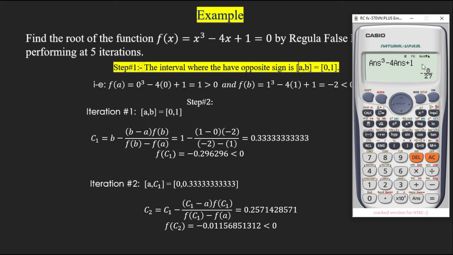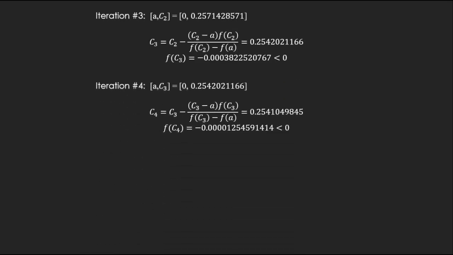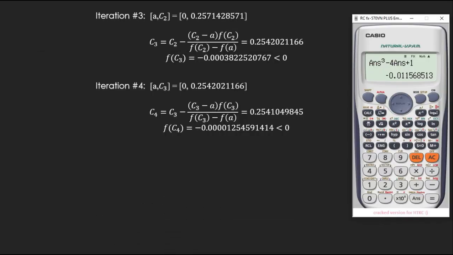After performing this operation, I will press the up button. So we have the scheme. After pressing the equal button once, we get the value of the function at this value, which is minus 0.011568513. And in the next iteration, what will we do? We will just repeat the same process.